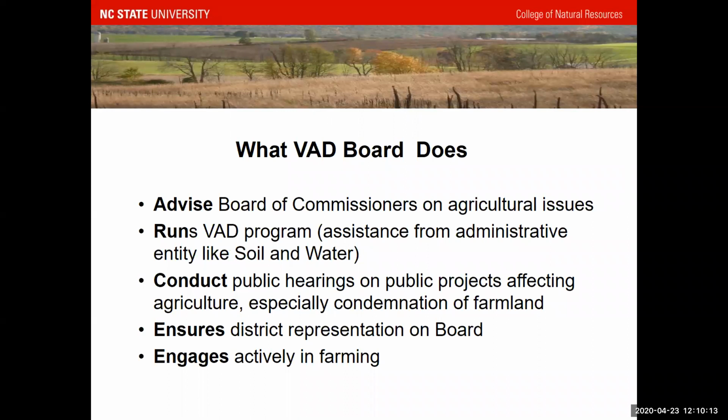Beyond that, the board can and will advise the Board of Commissioners on current agricultural issues. They'll do the day-to-day work of running that program. And in the case of a potential condemnation of an acreage that's in the Voluntary Ag District, they would conduct and hold the public hearings on public projects that could lead to the condemnation of farmland. So the ordinance itself establishes this procedure, and the board is there to protect those folks in the program.